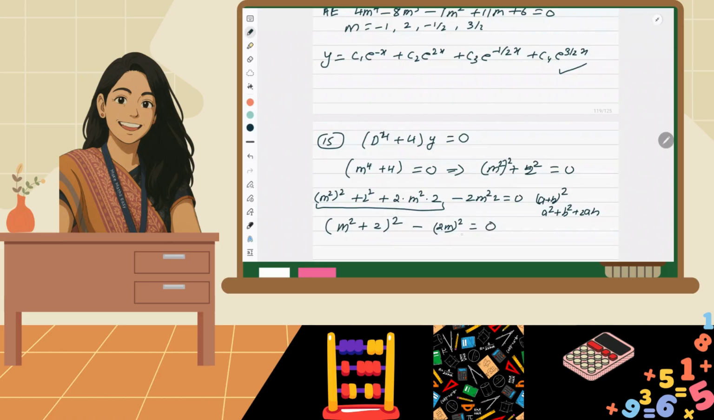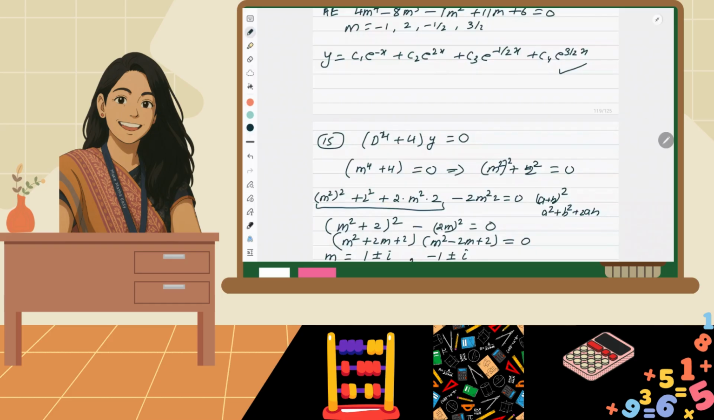So here the a square minus b square formula gives me (a plus b)(a minus b). So m square plus 2m plus 2 and m square minus 2m plus 2 is equal to 0. So I got two quadratic equations. Now if you put these two quadratic equations in your calculator, you will get m is equal to 1 plus minus i and minus 1 plus minus i. Both are different, they are not the same.